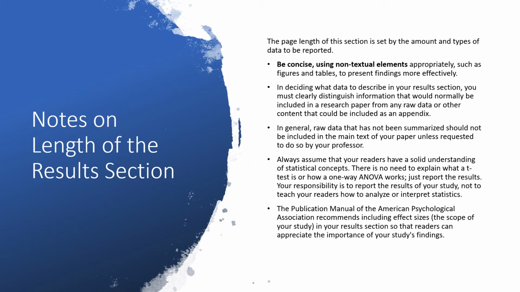So the page length of this section is set by the amount and types of data to be reported. If you have one research question, you just have one set of results. If you have 5 research questions, it's going to be longer because you need sets of results for each of those questions. Does that make sense, I hope? So be concise, using non-textual elements appropriately, such as figures and tables, to present findings more efficiently, right?